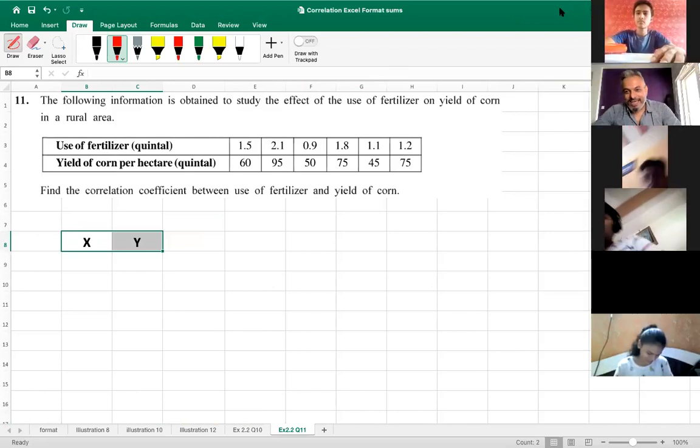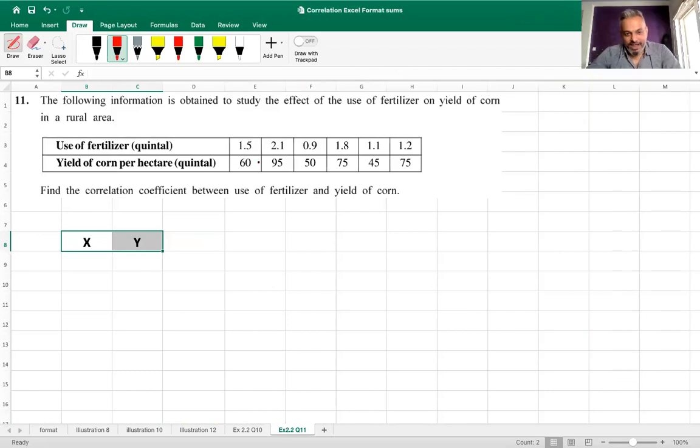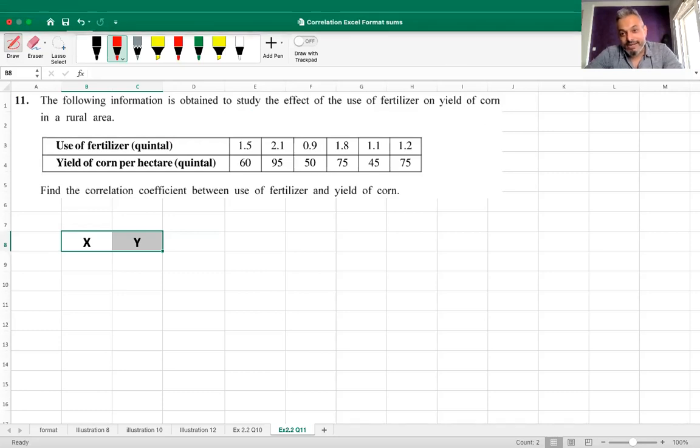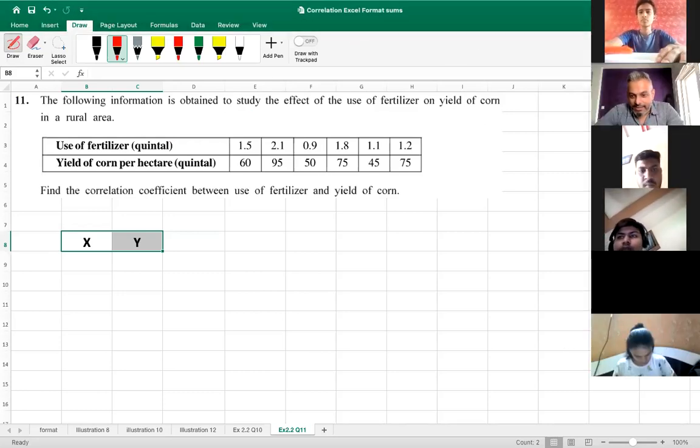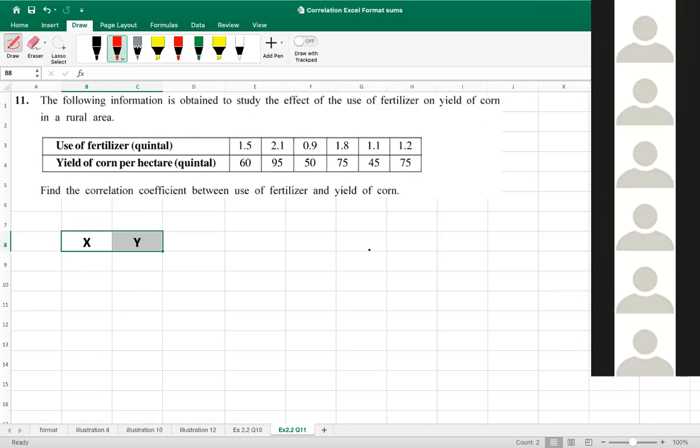Okay, let's move ahead. Now, 1.5, 2.1, you can see fractions. So just don't be afraid of fractions. The following information is obtained to study the effect of use of fertilizer on yield of corn in a rural area. Use of fertilizer in quintal. Can anyone tell me what is a quintal? It is a unit of measurement. 100 kg. Yes, very good.